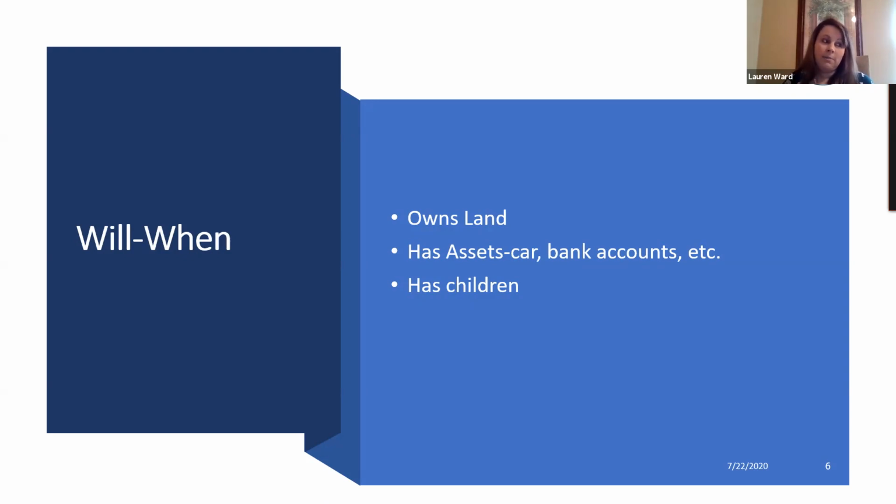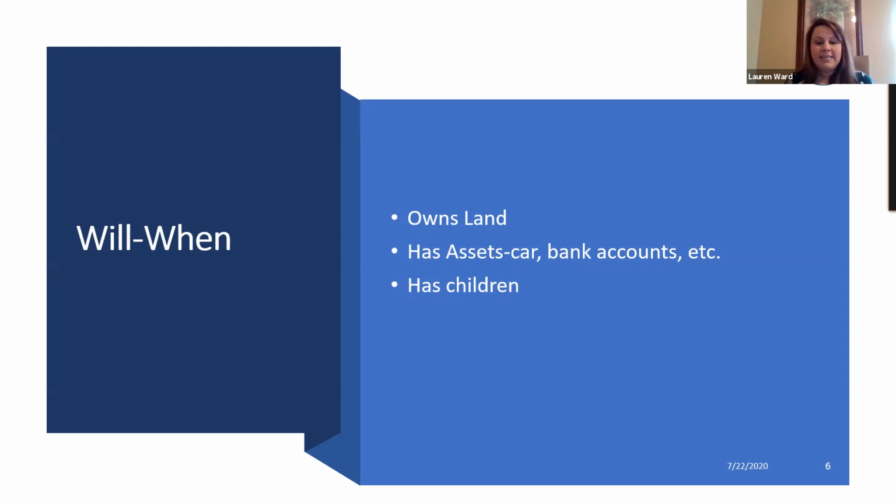The biggest time I think you need a will is when you have children, especially minor children. We want to protect our assets all the time, but the bigger thing we want to protect is our children. You want to have your guardianship set up in there. You want to have a conservator, probably a little trust for your children. When you have children, you have your biggest asset, so you need to protect them. But definitely, when you own your land and you have other assets, it's time to start thinking about a will.